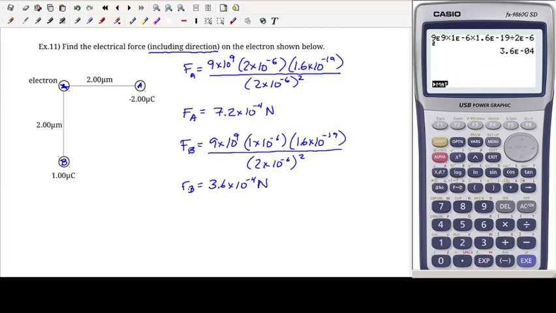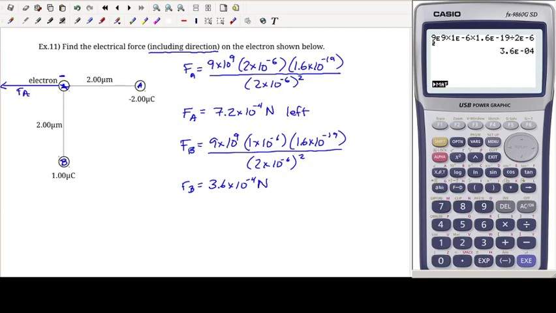Alright, so I went ahead and calculated the forces for charge A and charge B. Let's think about the direction that they're going to push or pull the electron. So remember that an electron is negatively charged, and so that negative charge is going to be repelled from the other negative charge. So my force A is going to be to the left, pushing it away. So maybe I'll just add that on here. So this is 7.2 times 10 to the minus 4 left.